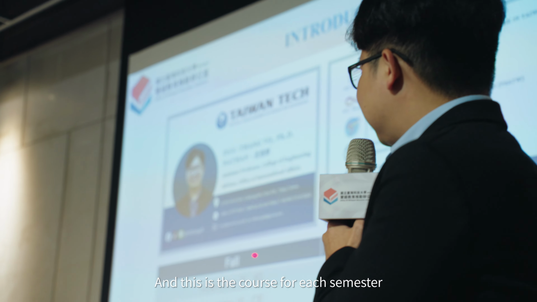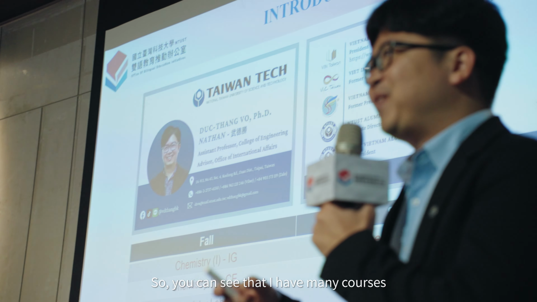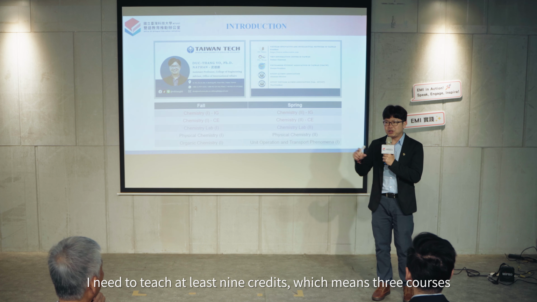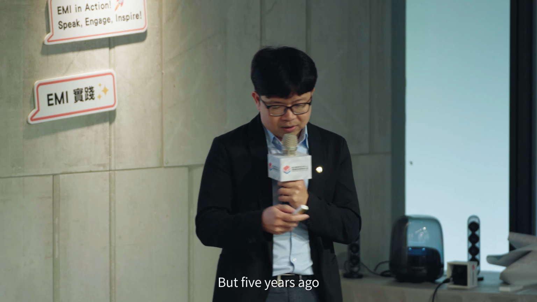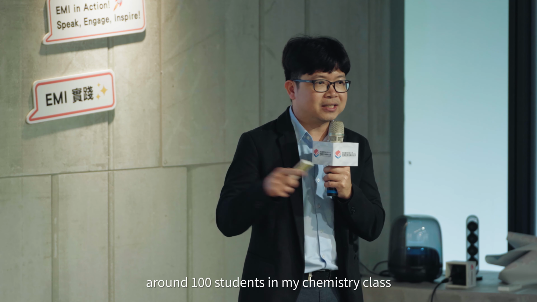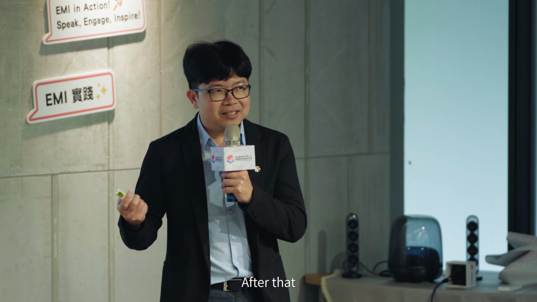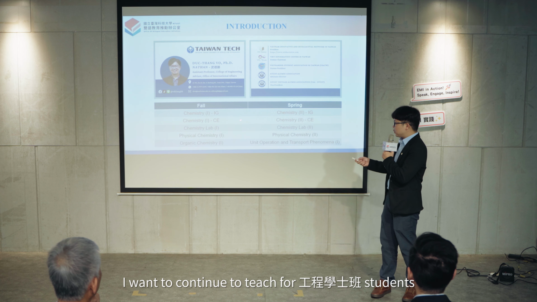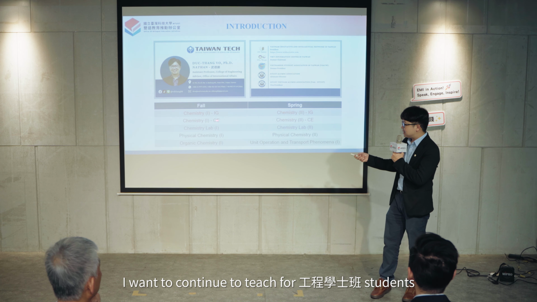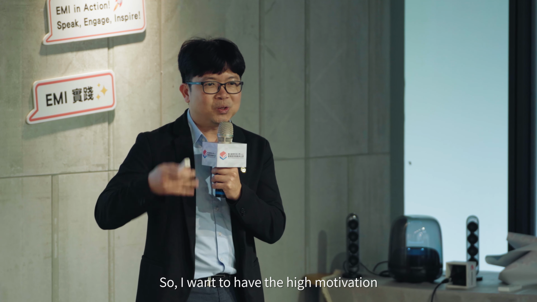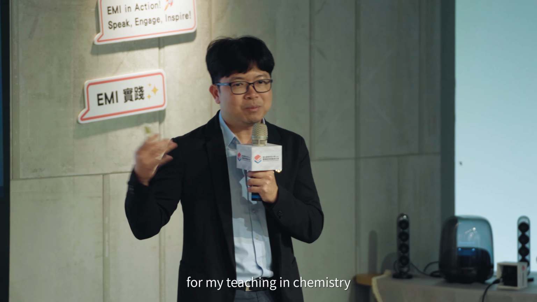And these are the courses for each semester, so you can see that I have many courses, 5 courses per semester. Actually, for my college, I need to teach at least 9 credits. That means 3 courses. But 5 years ago, we combined ITB and Chemical Engineering students together in one big class, around 100 students in my chemistry class. After that, we separated the students into 2 classes, and the college asked me whether I want to continue to teach the Chemical Engineering students, and I told them that I want to teach them because they are smart students, so I want to have high motivation for my teaching in chemistry.